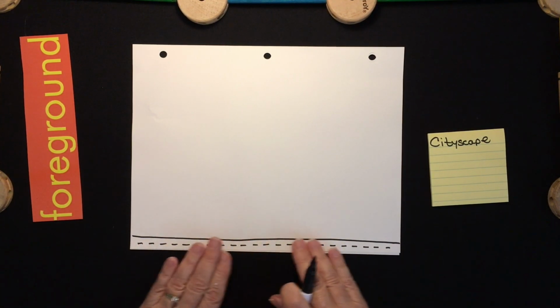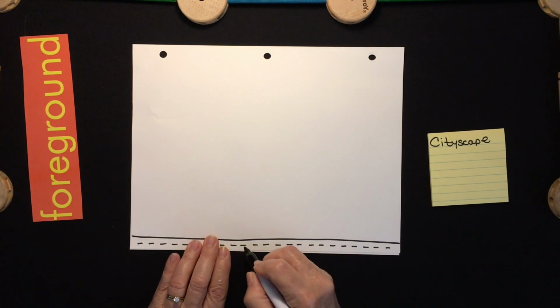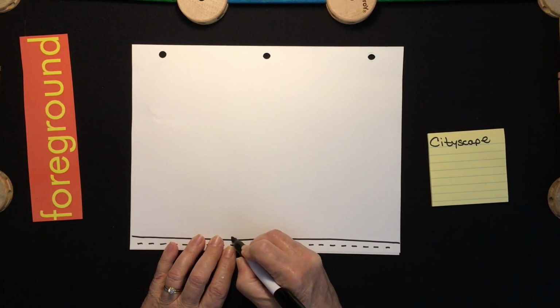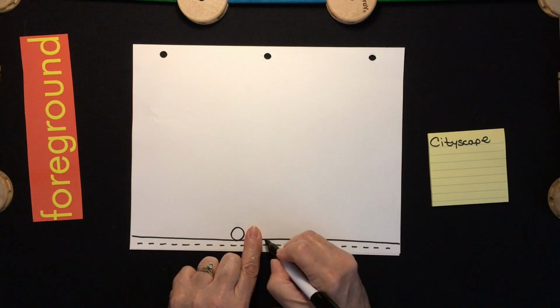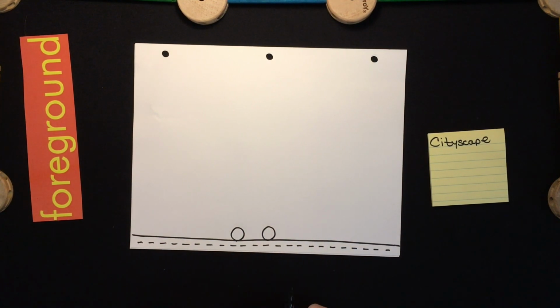I'm going to make 3 different ones. It doesn't matter where you put yours. I'm going to choose to start in the middle. I'm going to start with just a regular car. And I'm going to start by making 2 circles, like so. And they're maybe a finger apart. And they are touching the road.